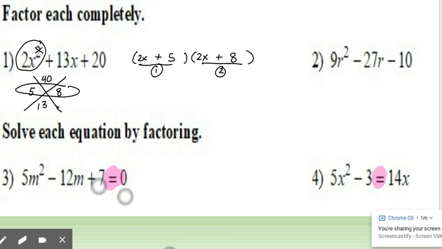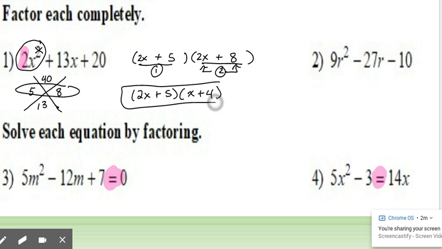Remember, the 2 tires should multiply to be 2. And they do. 1 times 2 is 2. So I can go ahead and divide these out. So I'm going to get 2x plus 5 still. My second one, when I divide both of these by 2, I'm going to get x plus 4. And these would be my 2 factors. And I'm done. There's no equal sign, so I cannot solve. I can just factor.